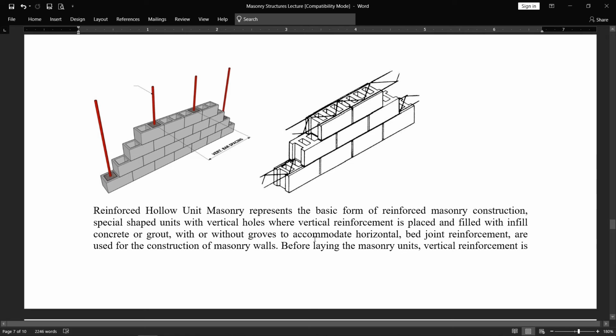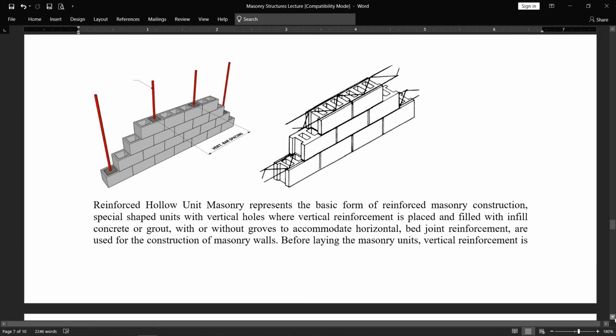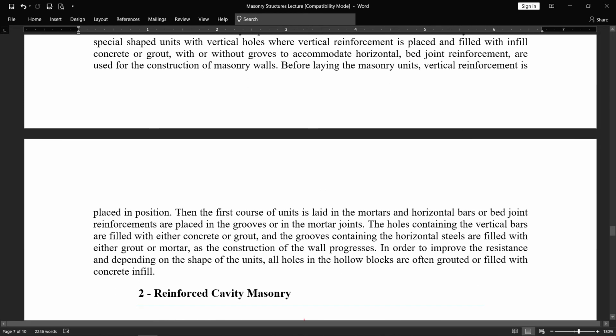That is discussed in this line. Before placing the masonry unit, vertical reinforcement is placed in position. Then the first course of units is laid in the mortar, and horizontal bars or bed joint reinforcement are placed in the grooves or in the mortar joints. The holes containing the vertical bars are filled with either concrete or grout, and the grooves containing the horizontal steel are filled with either grout or mortar.